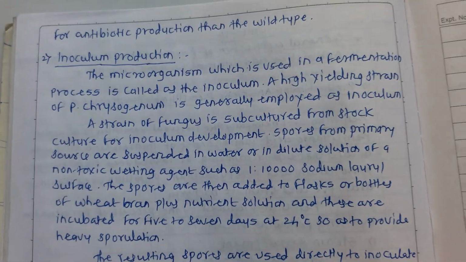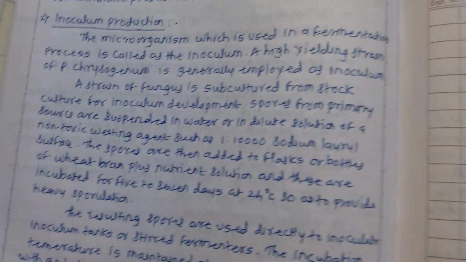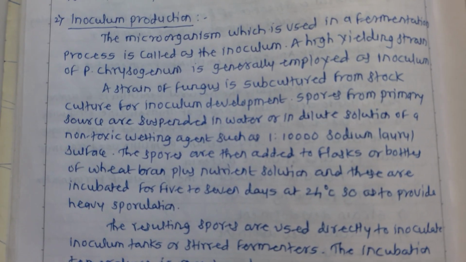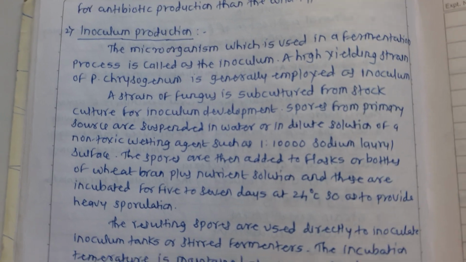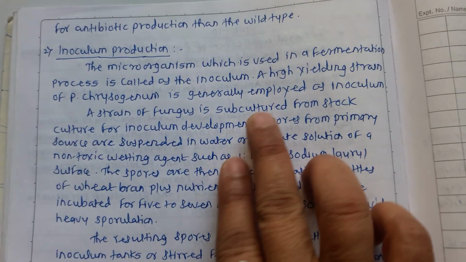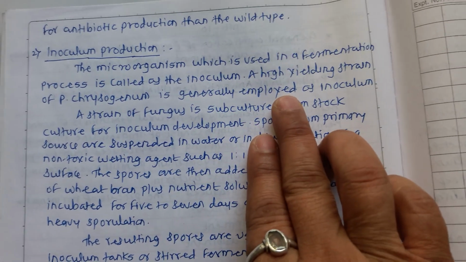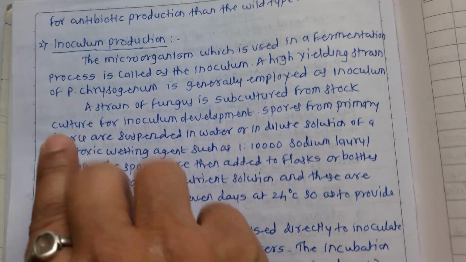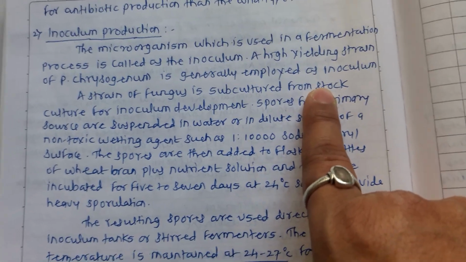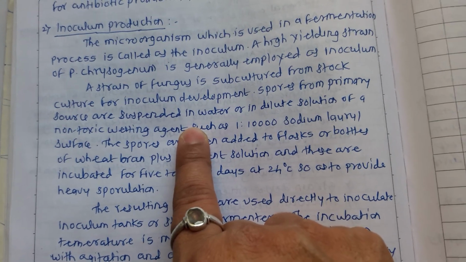Now the second point is inoculum development. The inoculum is the fungus which is to be used for the production of penicillin. In inoculum development, the quantity of that inoculum is increased. The microorganism which is used in a fermentation process is called an inoculum. The high yielding strain of Penicillium chrysogenum is generally employed as the inoculum. Here the inoculum is Penicillium chrysogenum, and the inoculum number is increased.